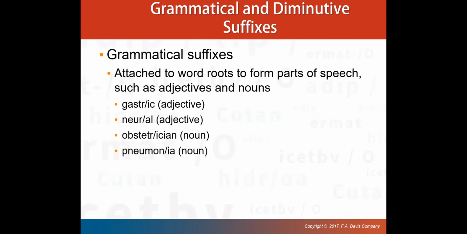Okay, then we have grammatical and diminutive suffixes. So these are suffixes that get attached to the word roots to form a part of speech, like an adjective or a noun. So when we're saying something related to the stomach, gastric, that IC is the suffix. Neural, something related to the nervous system. And obstetrician is someone who practices obstetrics, right? And then pneumonia, of the lung, and that's pertaining to inflammation of the lung, okay?